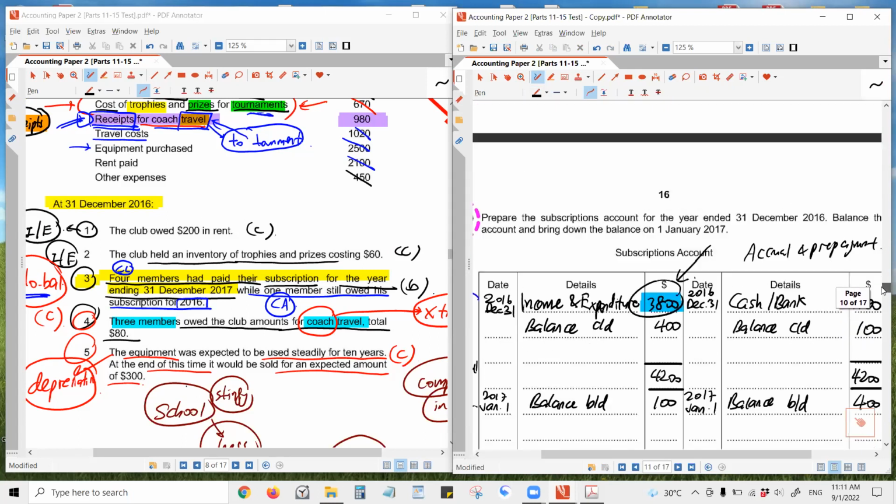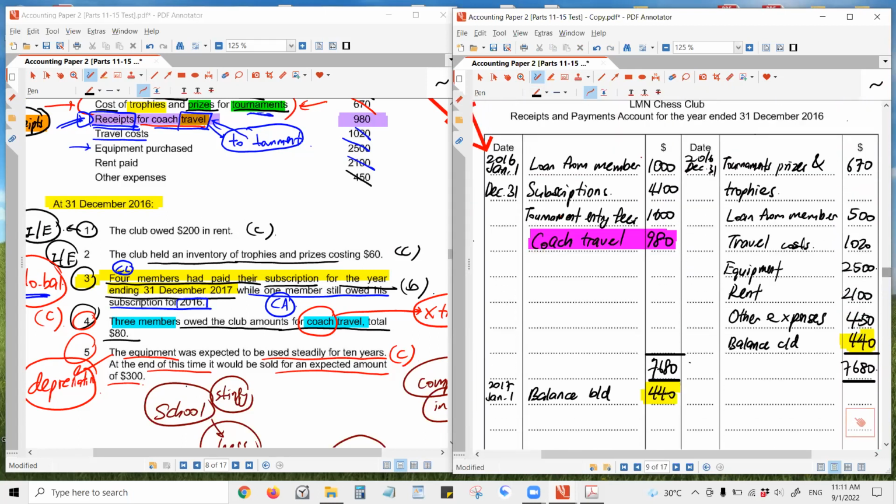Again, look at the receipts and payments account, debit side. Coach travel. Remember the other day, I tried to explain the word coach. Coach actually also means transportation, where you collected money from the students who need to go for the competition, so that they go into a bus and go to the competition together. So this is an income, 9,980.